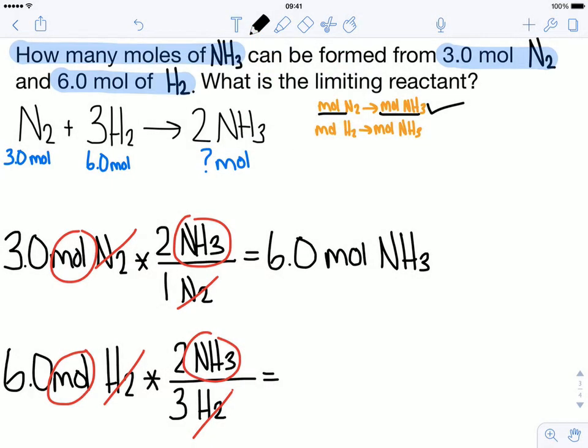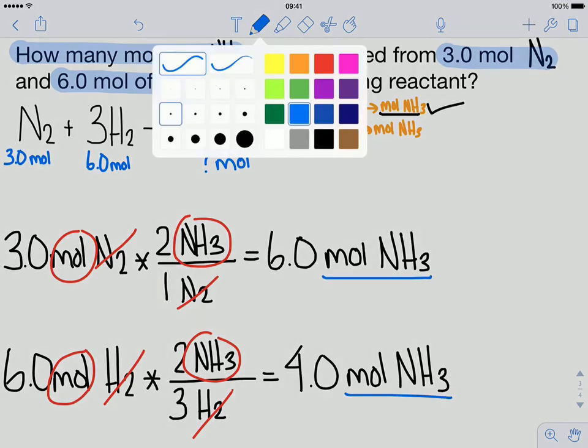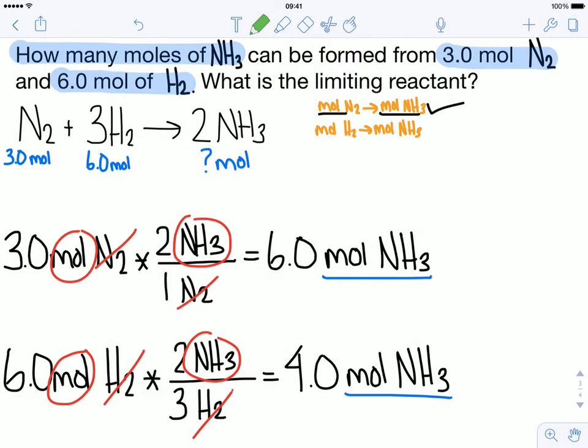Now, when you put this into your calculator, we should get 4.0 moles of NH3. Okay, now we're looking at the same units here. We have moles of NH3 and moles of NH3. So by looking at these two numbers, how do I tell which is my limiting reactant? Well, just like when we looked at our cheese sandwiches, the smaller number, I think it was 43, was the maximum amount of sandwiches we can make.